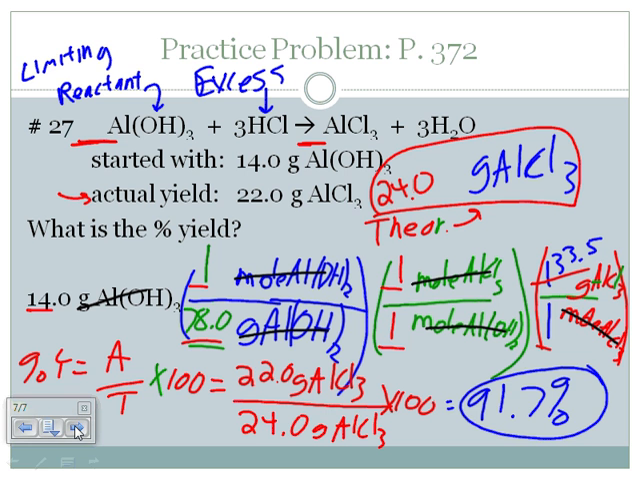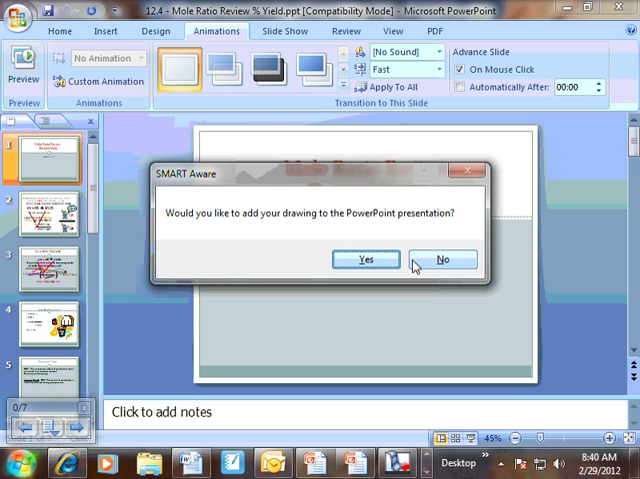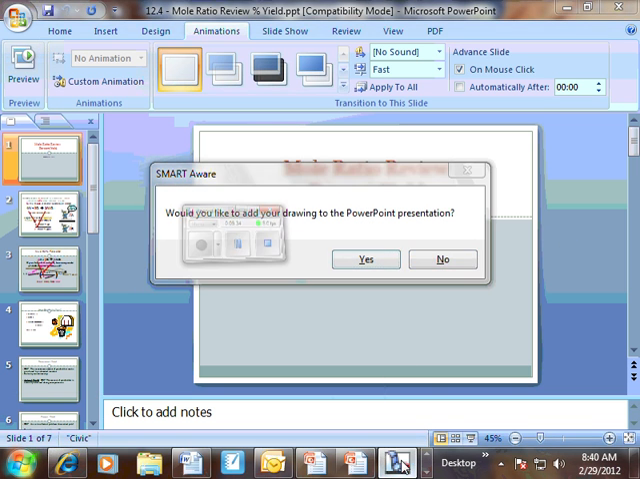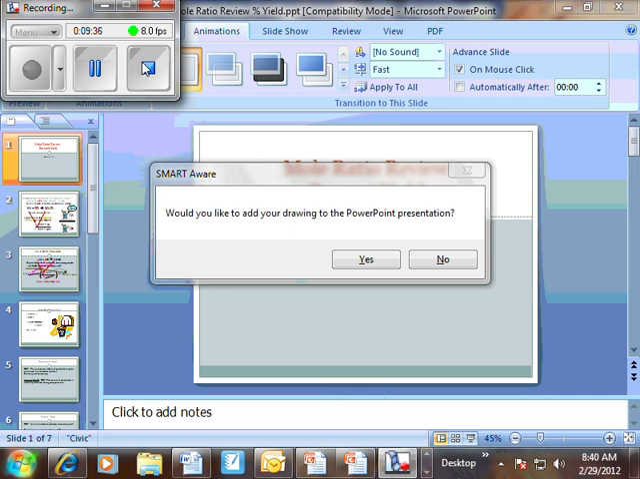Couple of step process. Number 1 is to figure out your theoretical yield. Second one is to figure out your percent yield since you are given the actual yield, and you just solve for your theoretical yield. Do the calculations, and you come up with your answer. This concludes the presentation on percent yield and a quick review of the mole ratio. Enjoy the rest.